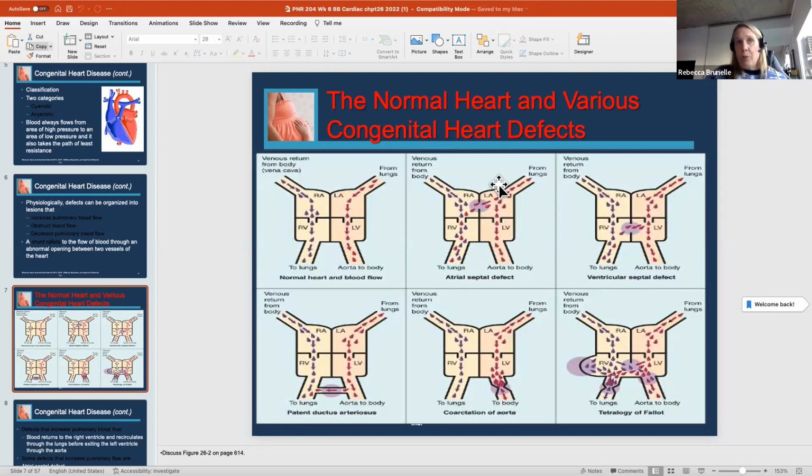In terms of both the ASD and the VSD, something key to remember is the left side of the heart has a higher pressure than the right side of the heart. Blood flows down a pressure gradient, so since it's higher pressure over here, it goes from the left side to the right side. So what do you guys think? If you have a hole and it pushes blood from the left side to the right side, and the right side then takes blood to your lungs, does that cause increased pulmonary blood flow or decreased pulmonary blood flow?